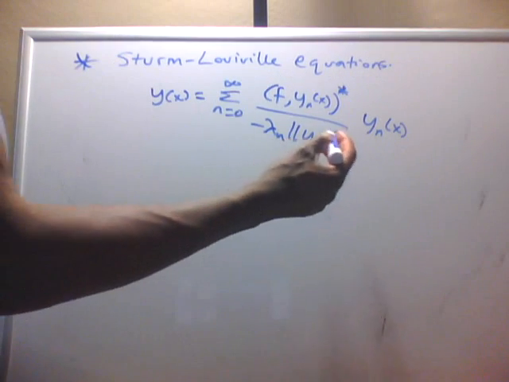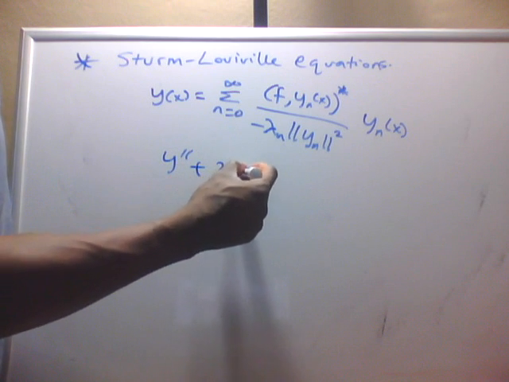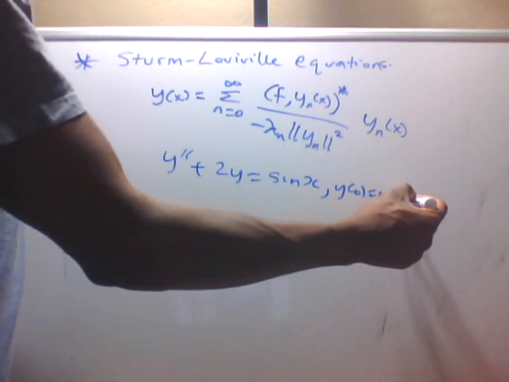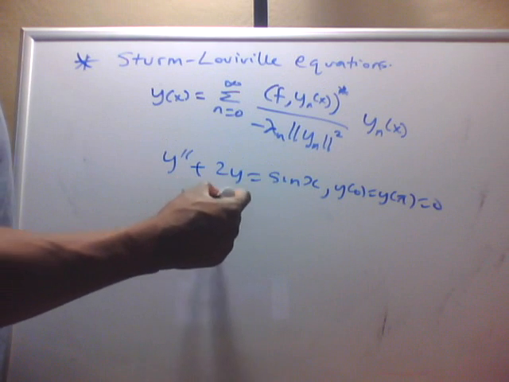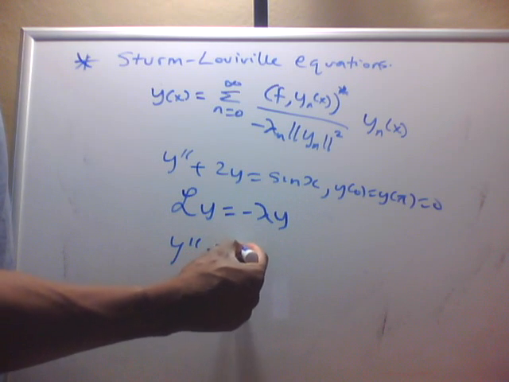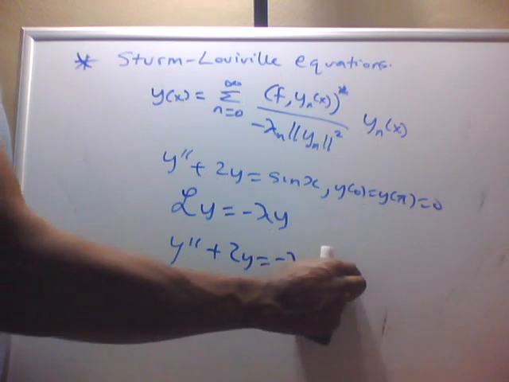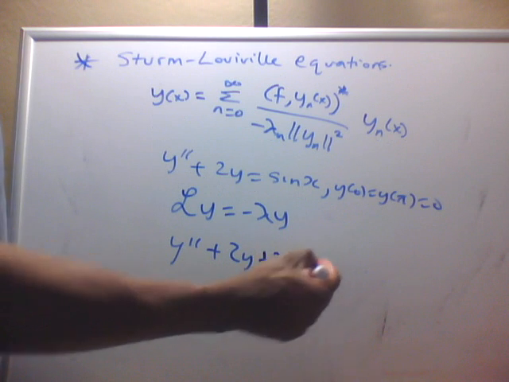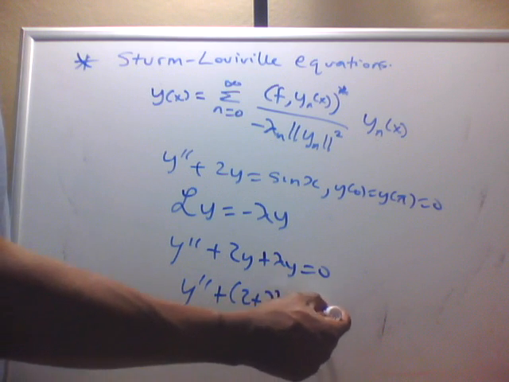Okay, welcome back. So now I've written this up here. I want to go back to solve that question we had posed. y(0) = y(π) = 0. So first thing you want to do is cast it in this form again. And that means that y'' + 2y = -λy. Bring that to the other side. It tells you y'' + (2 + λ)y = 0.